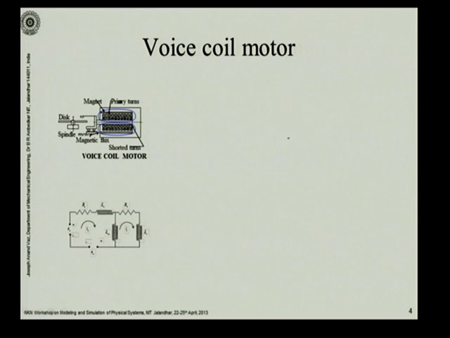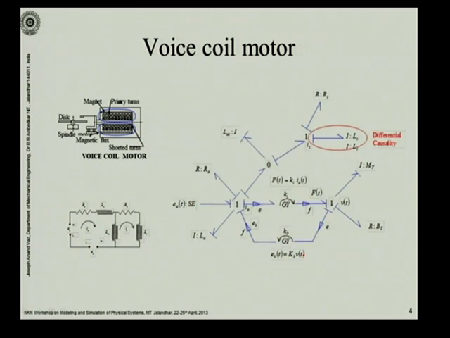Actually, this is the same arrangement which is used in discs, in spindle discs, which are used for data storage. And here you have primary and secondary shorted turns, and the equivalent circuit, as given in the book by Kuo, is over here. And here you have the bond graph model for it. The bond graph model is almost similar to what we have earlier.